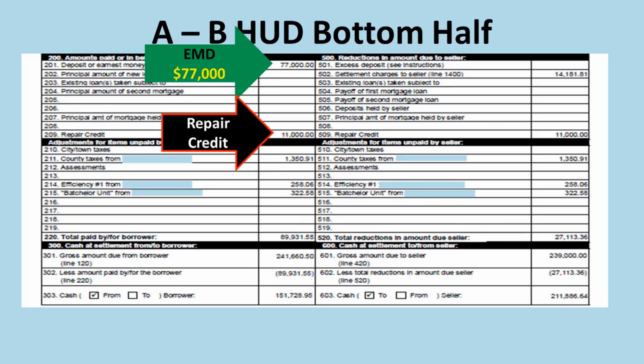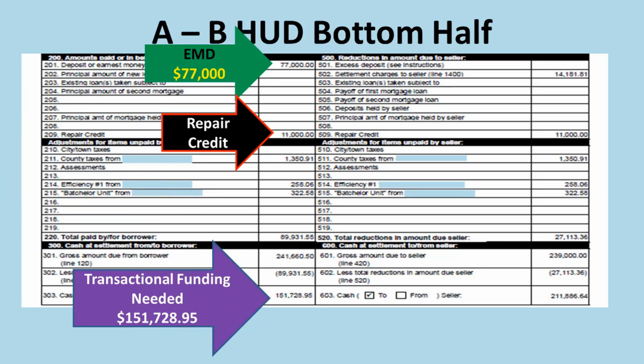Now what's really important in this particular example is a repair credit. I've mentioned repair credits before. Instead of getting a discount on a listed property where the agent will not make a commission, ask for a repair credit on the HUD. Finally, the transactional funding needed is $151,728.95. Student had $77,000 in the deal, but he still needed another $151,000.